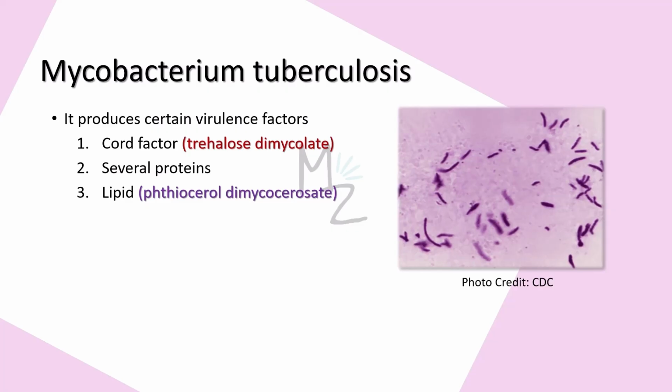Number two in the list is that this organism also contains several proteins, which when combined with waxes elicit delayed hypersensitivity. These proteins are the antigens in the purified protein derivative, PPD skin test, also known as tuberculin skin test. And lastly, a lipid called thiocerol dimycocerosate. This lipid is located in the bacterial cell wall and is required for the pathogenesis in the lung.